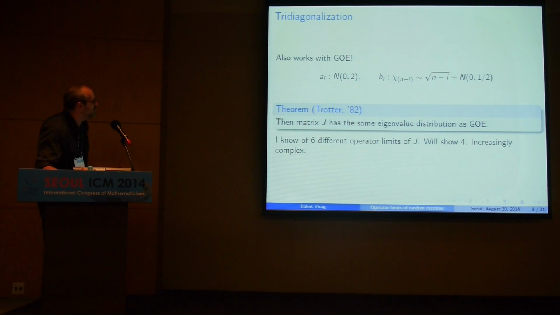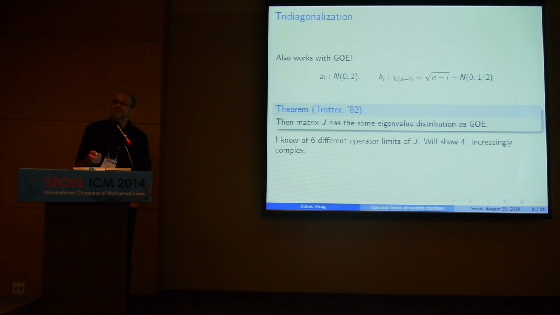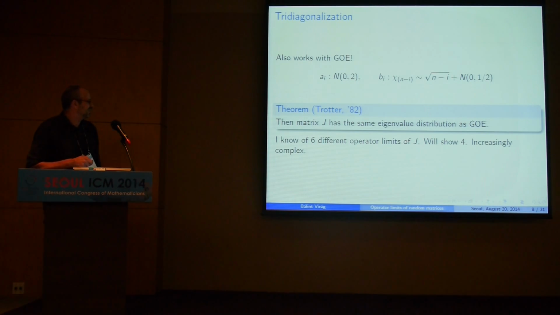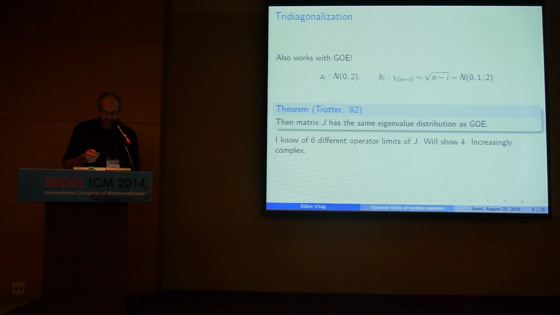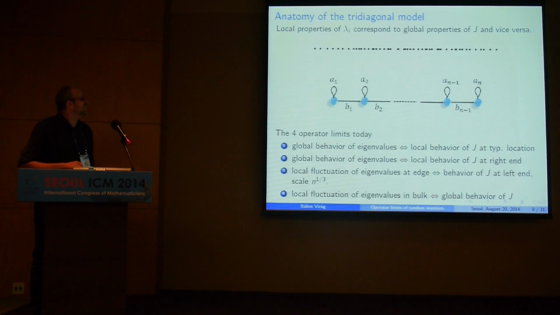Trotter's theorem says, proved exactly the way that I was showing you, that if you have a tri-diagonal matrix J with these entries, then it has exactly the same eigenvalue distribution as the Gaussian orthogonal ensemble. So now you have this nice J, it's an operator, it has a little bit more structure than your matrix. And we're going to take some limits of it. They're going to be operator limits. I know 6 different kinds of limits that you can take. There are probably more, but I've counted 6, and I'm going to show you 4 of them. Hopefully the first will be very easy, and they'll be more complex as we go on. So brace yourself. At least if you get lost on one of them, then you can get back in the next one.